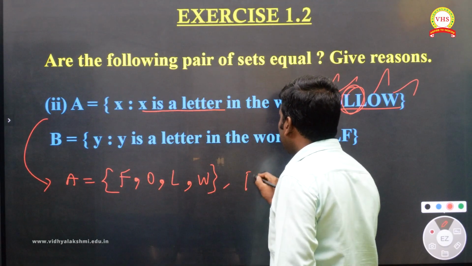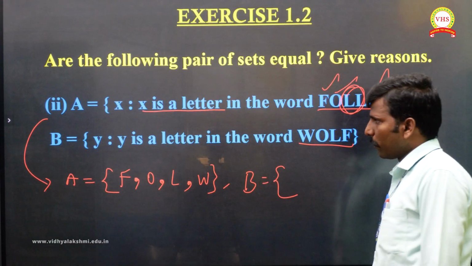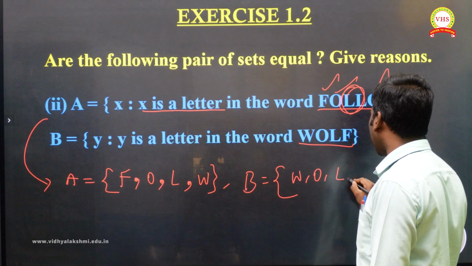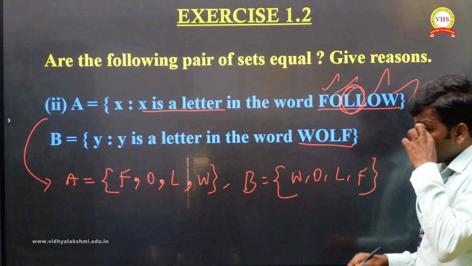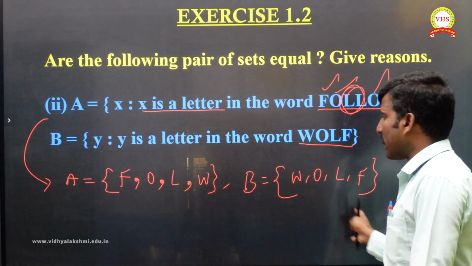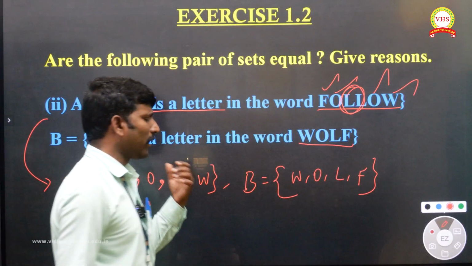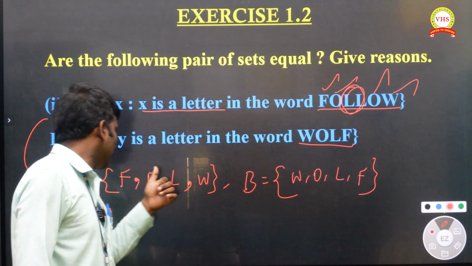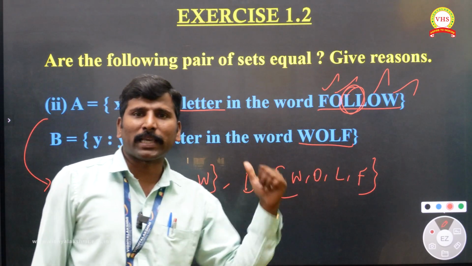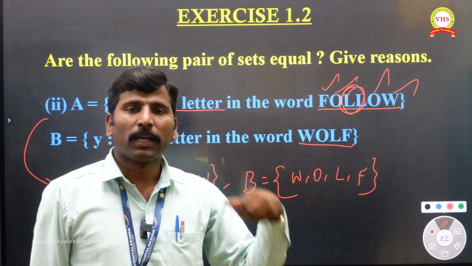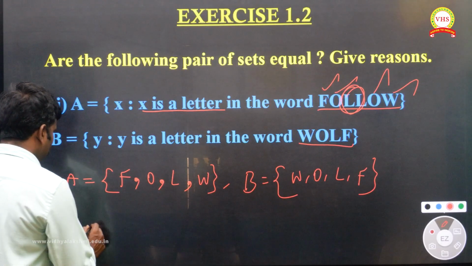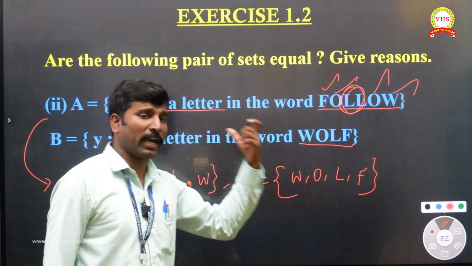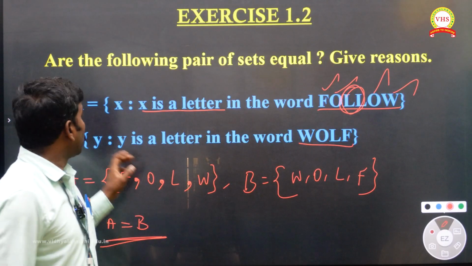Be careful. And set B is equal to, they gave WOLF. Y is a letter in the word WOLF. So W is there, O is there, L is there, F. No letter here repeats. So you have to check whether we have equal terms there. Not equal terms, exactly the same number of terms. W, O, L, F. No extra terms. Exactly the same number of terms we have in both set A and B. Therefore, set A is equal to set B. Why? Because the same elements we have in set B also. Okay, that's it.